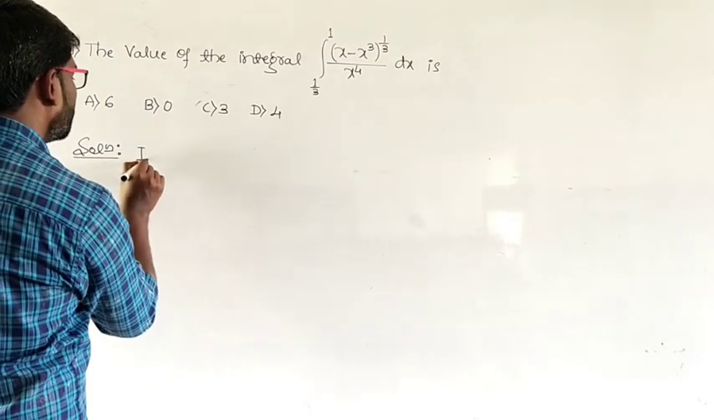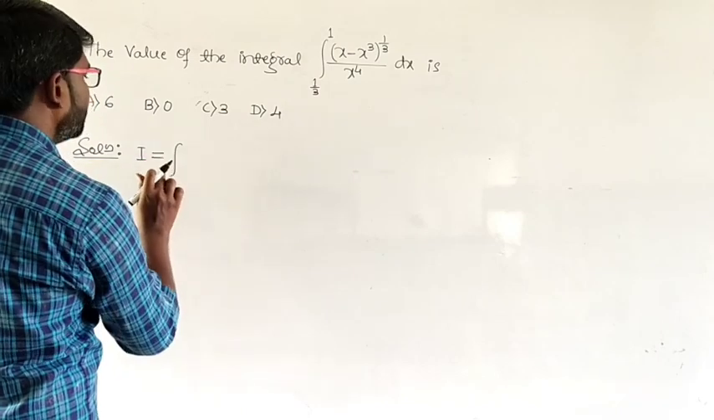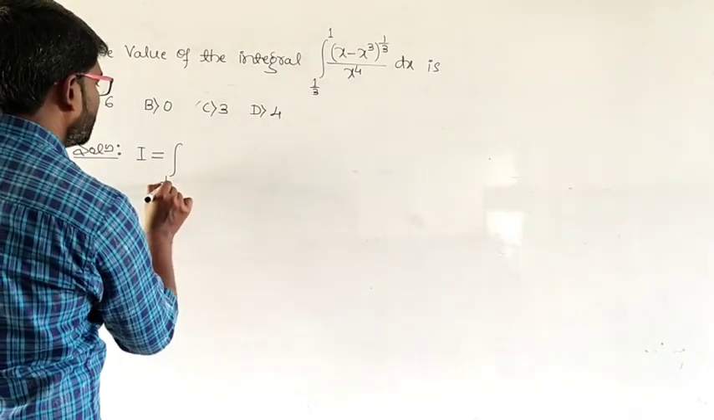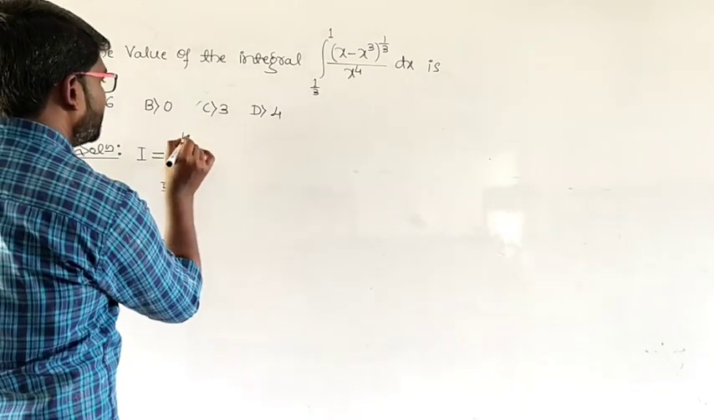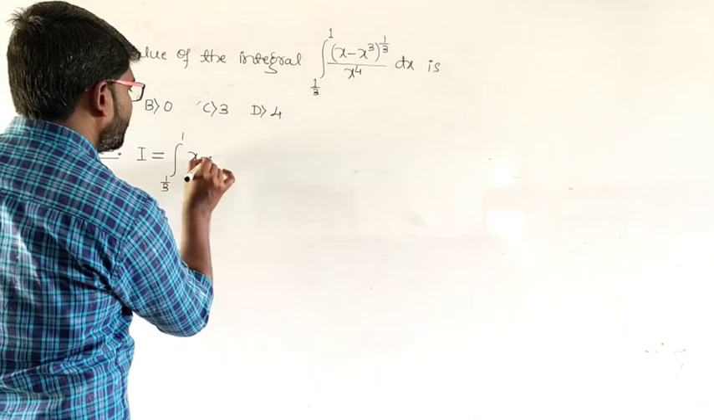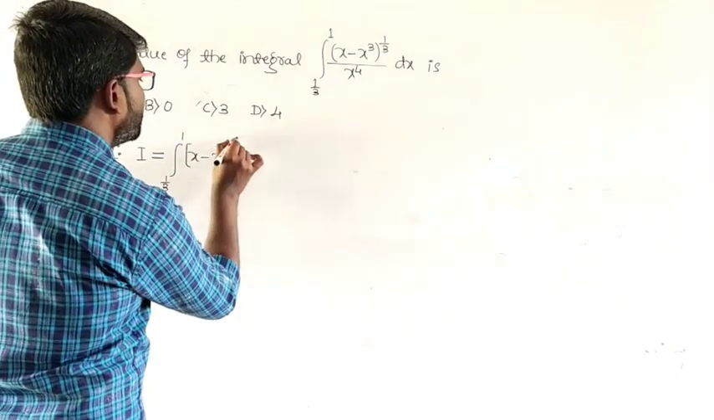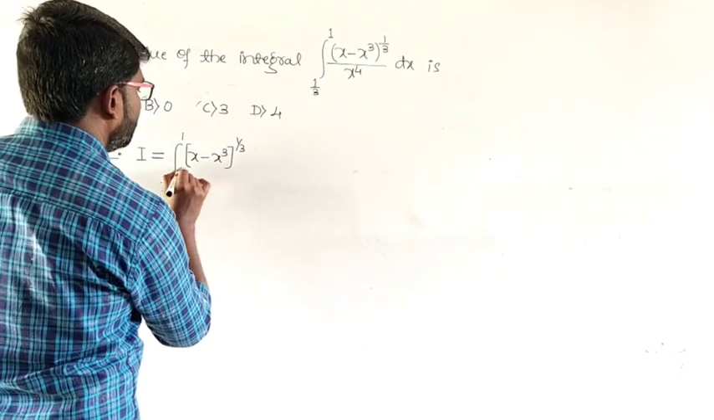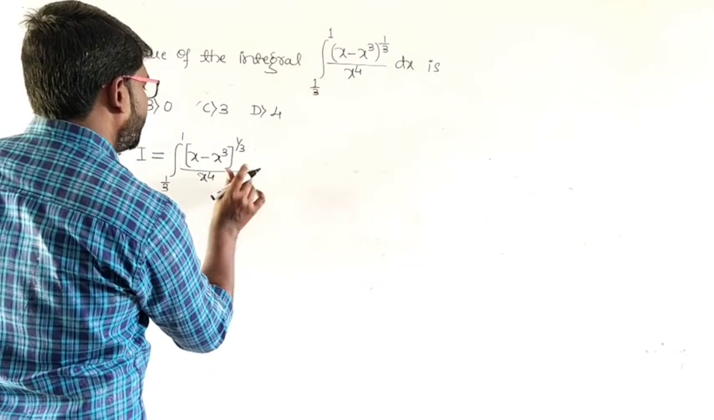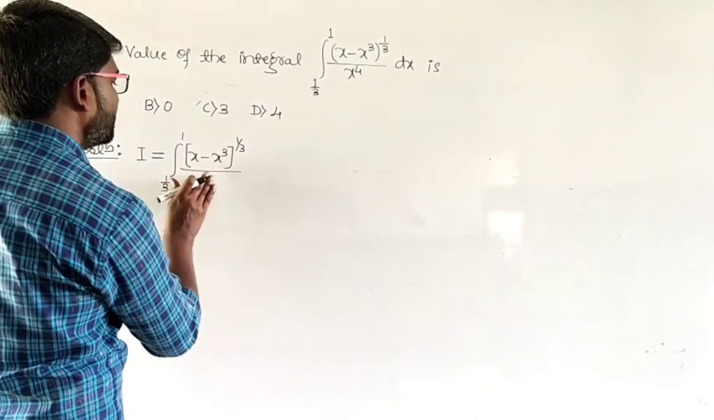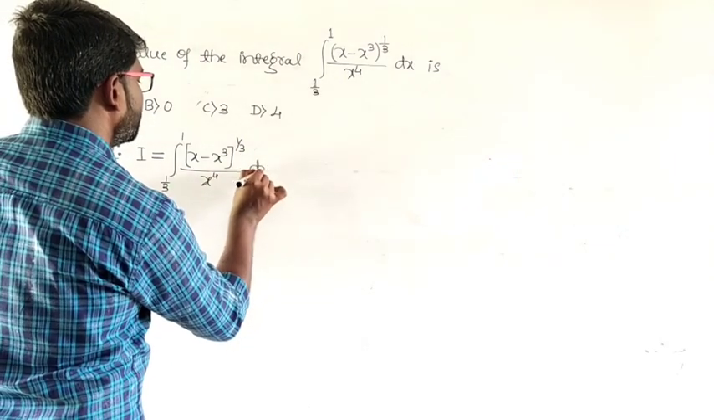I, which is equal to the integral from 1 by 3 to 1 of x minus x cube whole raised to 1 by 3 divided by x to the power 4, dx.